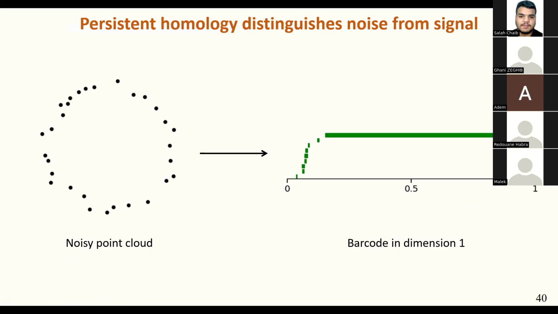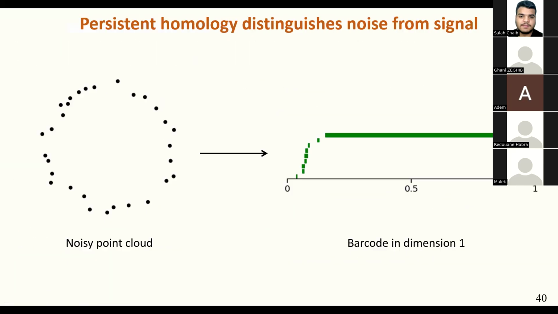And why do we know that it is a circle? Because we have a large interval in dimension 1 that represents the cycle in the point cloud. And these short intervals represent the fact that this point cloud is noisy.